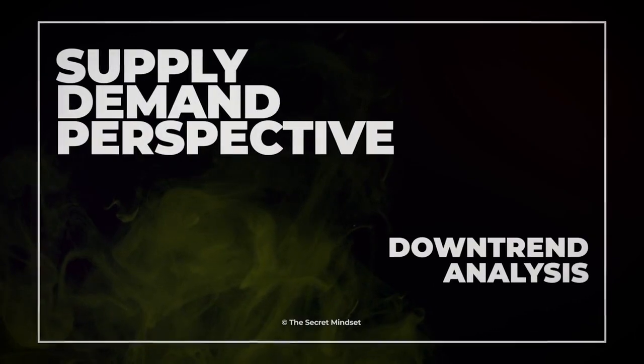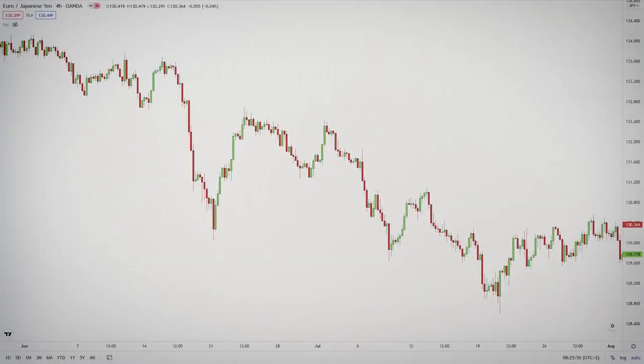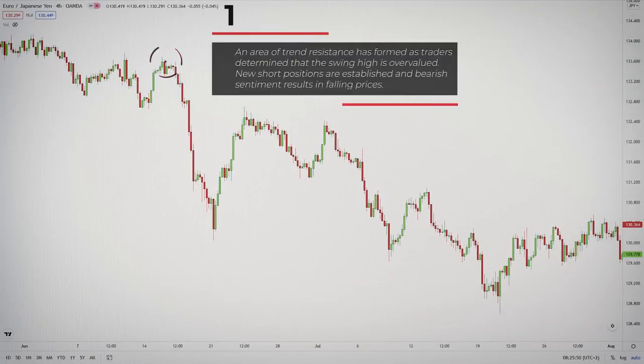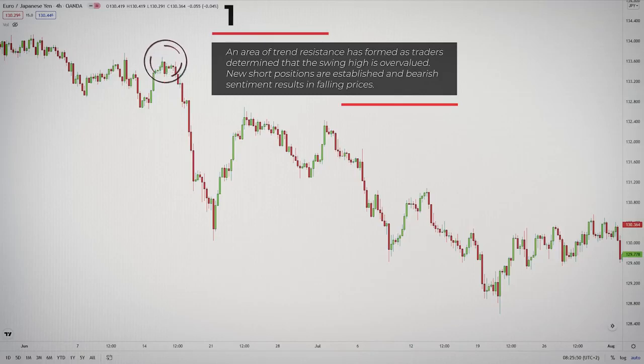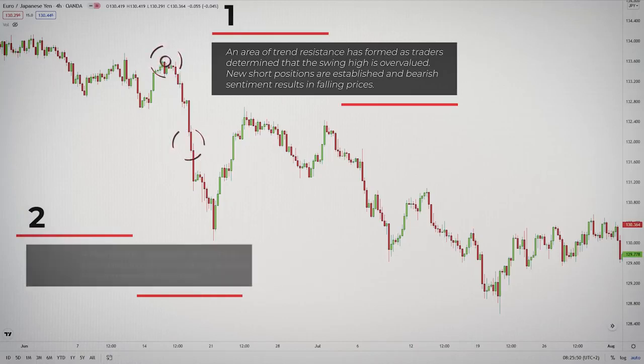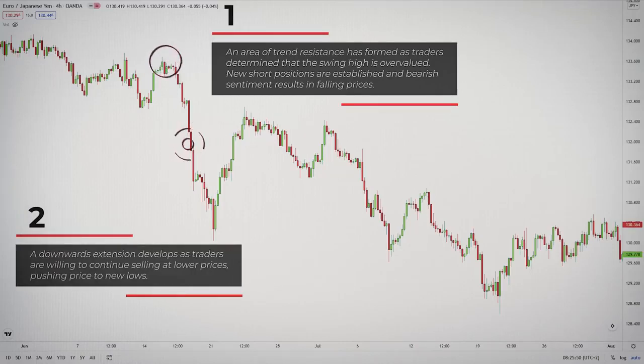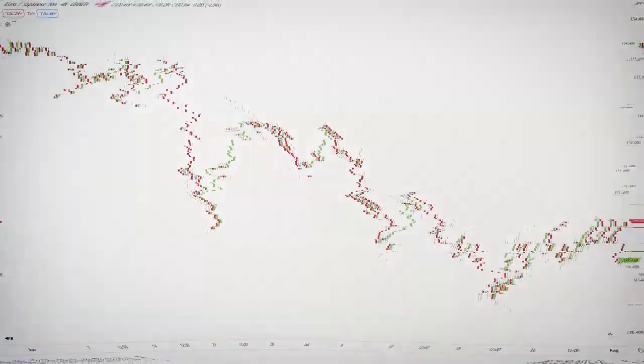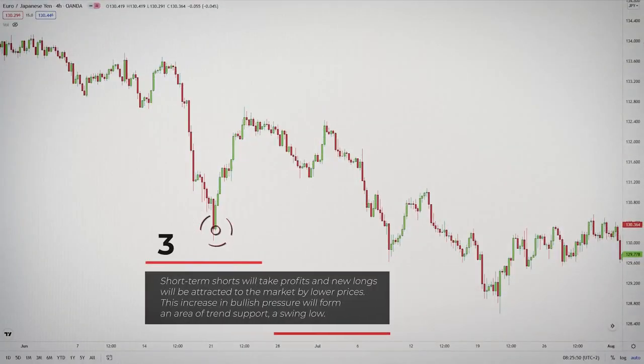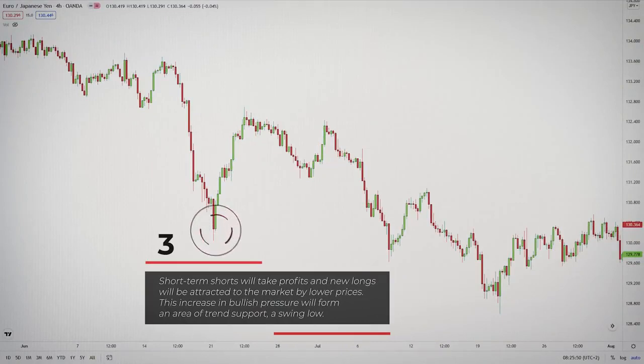And here's the supply and demand perspective in a downtrend. An area of trend resistance has formed as traders determined that the swing high is overvalued. New short positions are established and bearish sentiment results in falling prices. A downwards extension develops as traders are willing to continue selling at lower prices, pushing price to new lows. At some point, short-term shorts will take profits and new longs will be attracted to the market by lower prices. This increase in bullish pressure will form an area of trend support, a swing low.